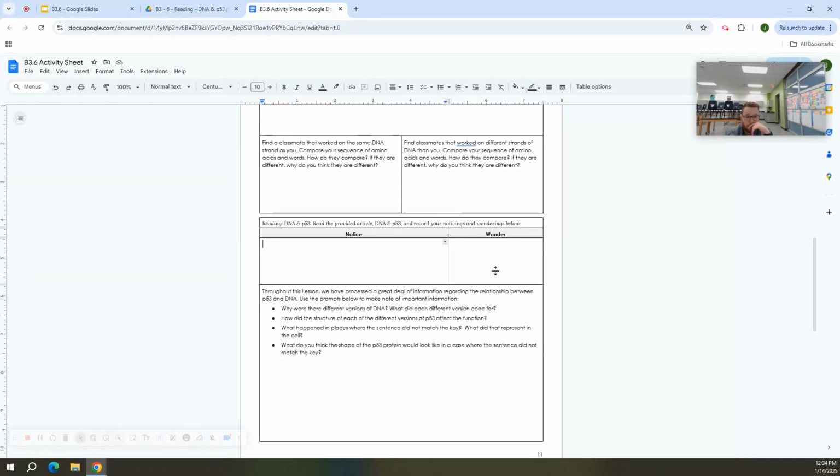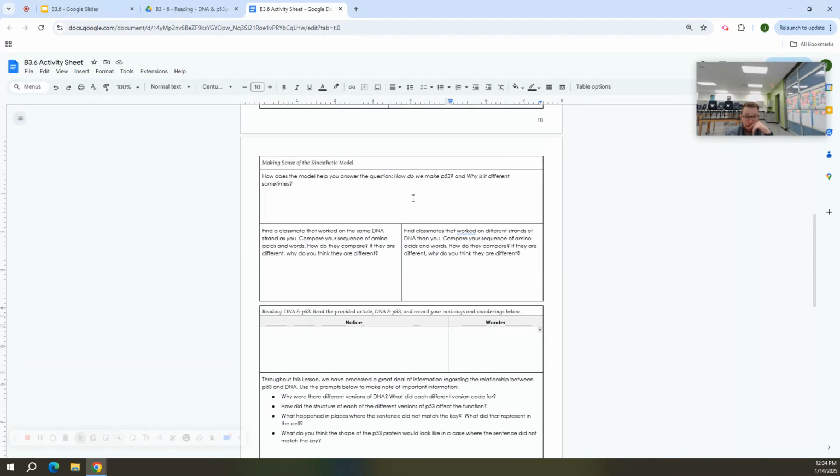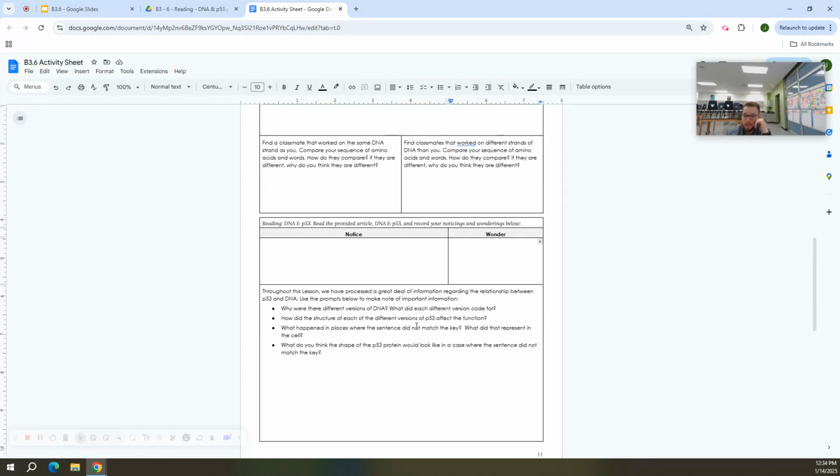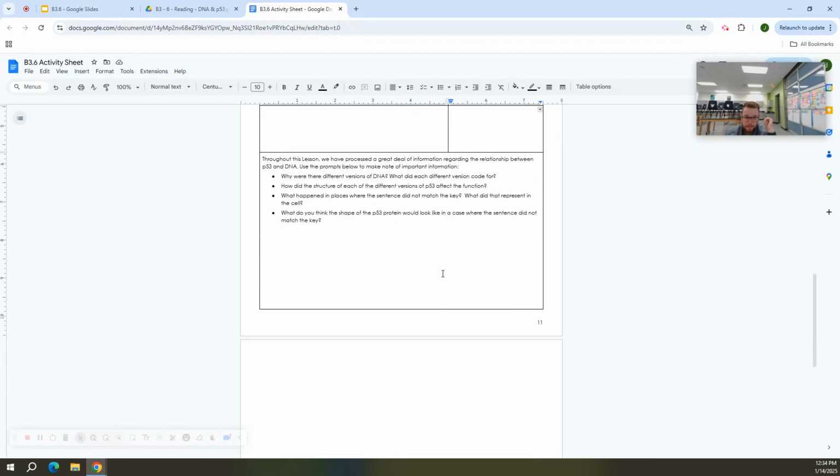And then also just record anything you notice and wonder, right? If there's something that you find interesting that wasn't included somewhere else, put that down. If there's something that you didn't know before, please record that. And if there are questions that you have about this whole process, about DNA, about chromosomes, about P53, then go ahead and record them there.